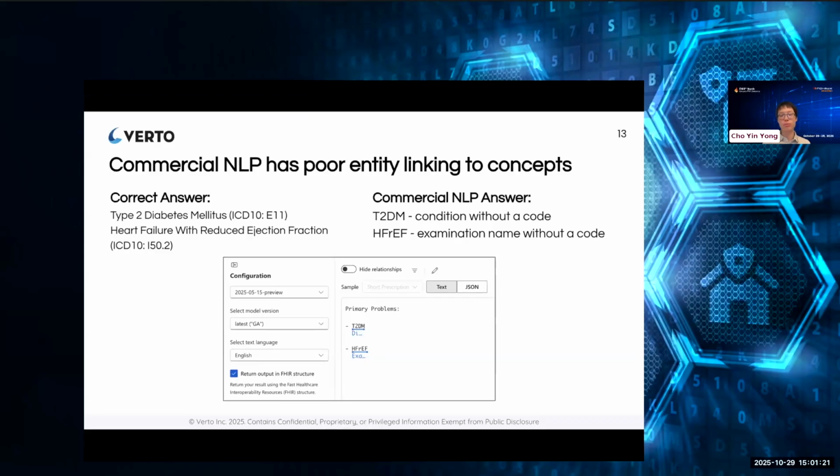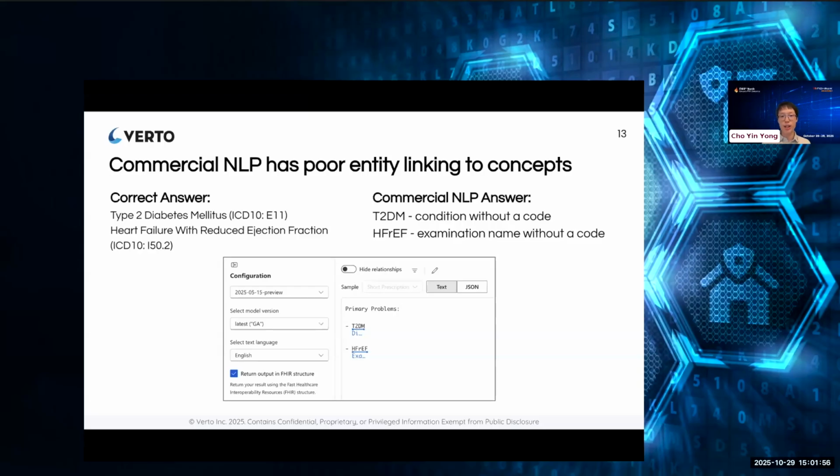Here's another very commonly seen primary care example where we list out the primary problems that the patient has. And here I have a bullet point of T2DM, the most popular abbreviation of type 2 diabetes mellitus in the primary care space, and also HFrEF, heart failure with reduced ejection fraction. They come with ICD codes of E11 and I50.2, respectively. The commercial NLP really disappoints us.